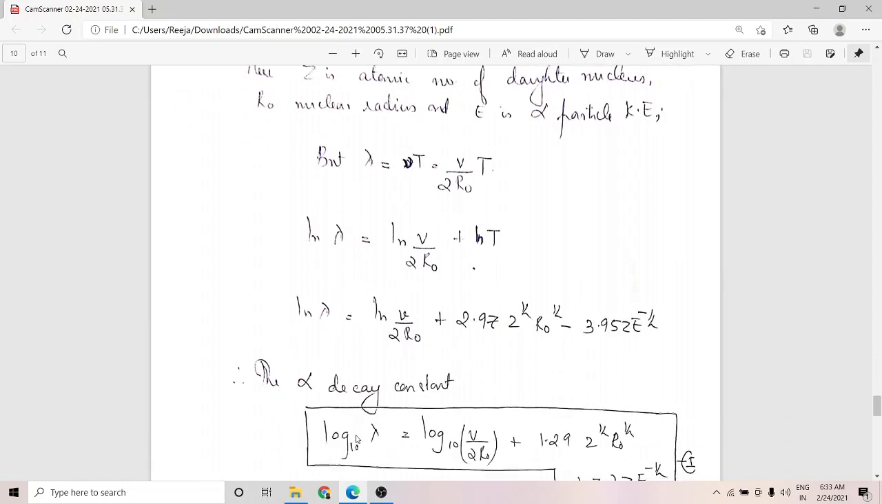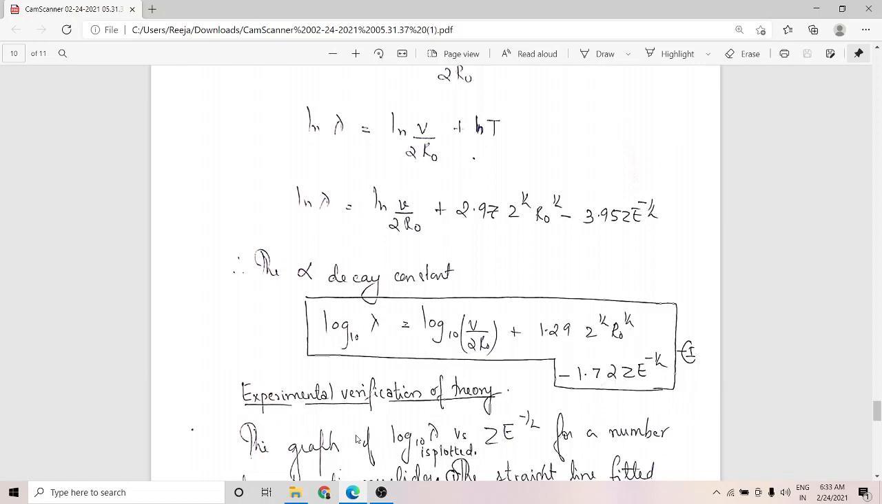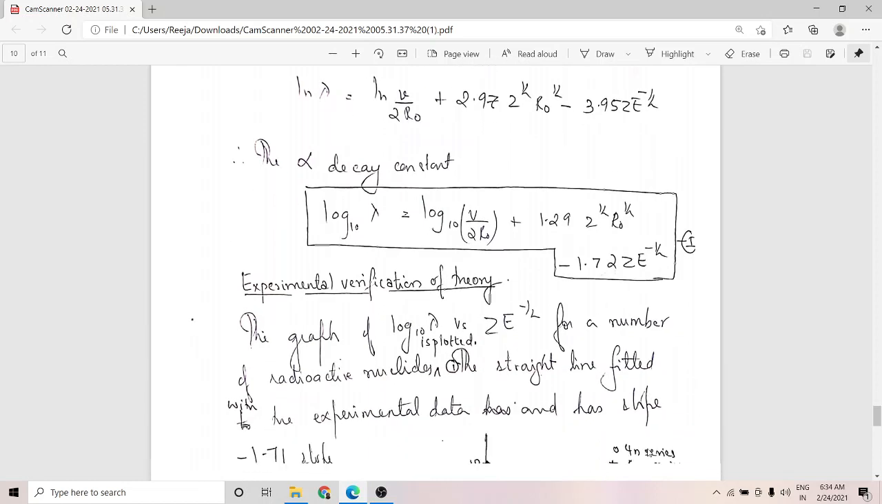So the decay constant in alpha emission is given by, I took logarithm to the base 10, converted natural logarithm to logarithm to the base 10. So I get log lambda is equal to log v by 2 r0 plus, it is because of this change. To convert it into normal logarithm to the base 10, you multiply by 2.303. So to avoid that 2.303, you divide throughout all these terms by 2.303 so that you get these values. Okay, so this is the equation that Gamow derived. That is, decay probability or decay constant is given by this relation for an alpha decay.